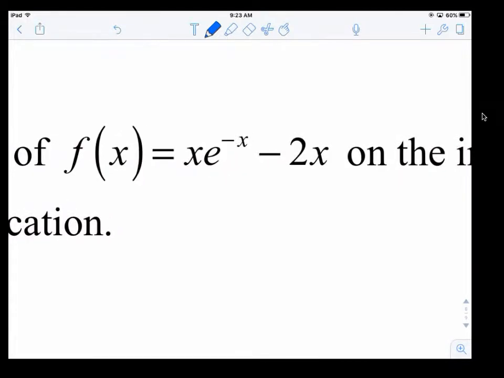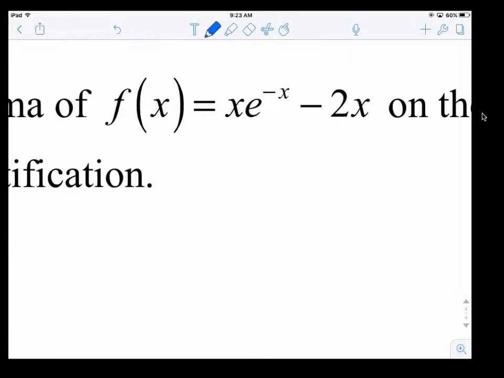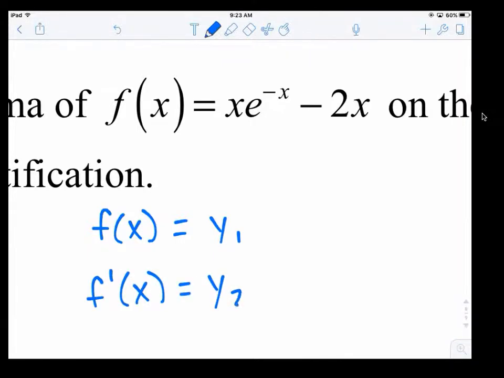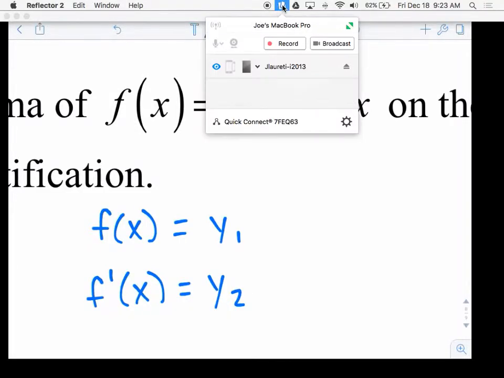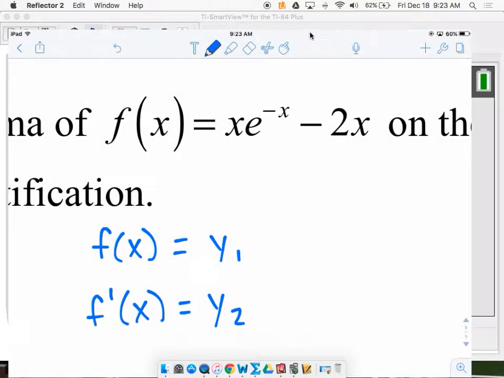All right, so e to the negative x is a continuous function, right? And so is 2x or x to the first. All right, so what we want to do is we're going to put f of x into y1, and then we're going to put its derivative into y2, yes. All right, so what you're going to do is put in f of x into y1, and then the derivative into y2.